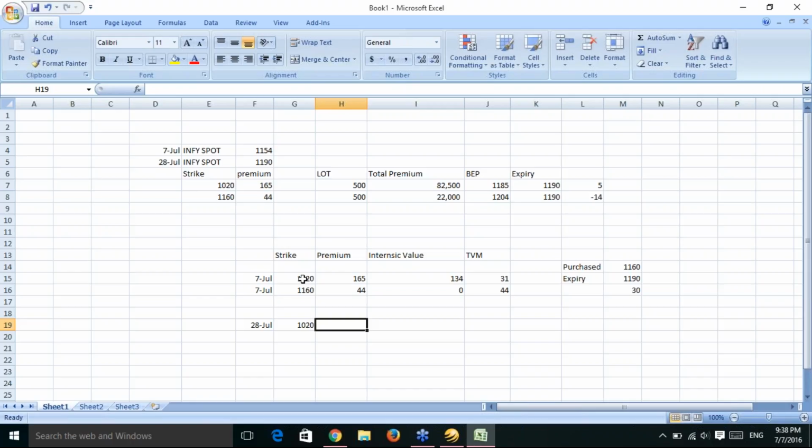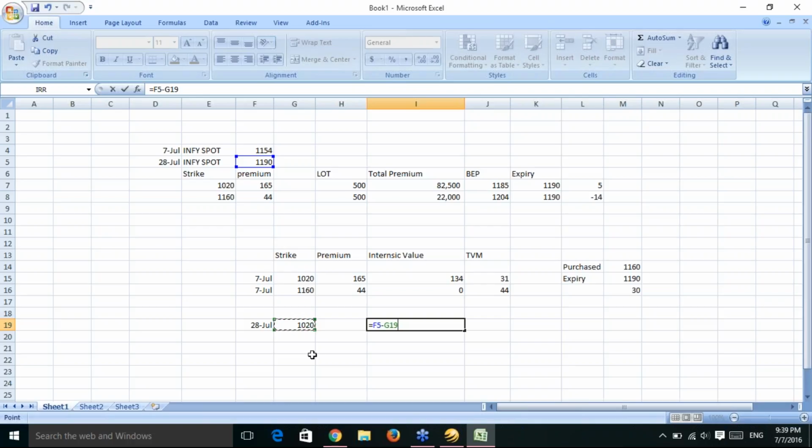And what should be the premium? Now premium should be equal to intrinsic value plus time value. So let's check out the intrinsic value. What is the spot price on the date of expiry? The spot price on the date of expiry was 1190. Fine. Minus the strike price. So strike price is 1020 for the same contract.